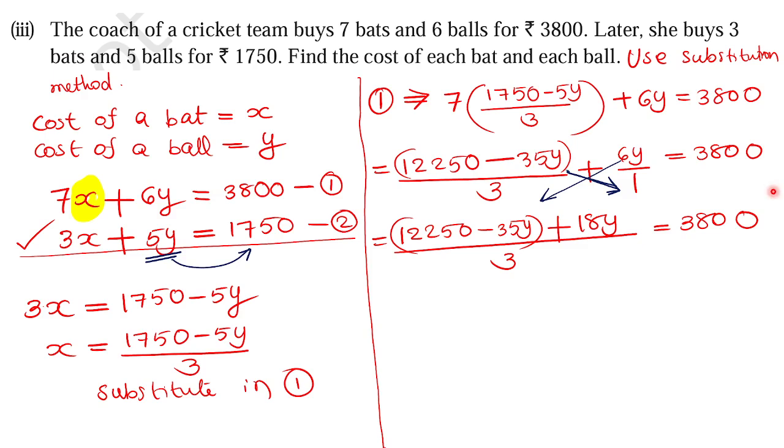So in the next step, 12250 is there. What is this? Minus 35y plus 18y. Is it not difficult? Minus 35 plus 18 will be minus 17y. If you don't understand, you can ask me. When I interact with you, you can ask me. Minus 35y plus 18y will be minus 17y. Divided by 3 is equal to 3800.